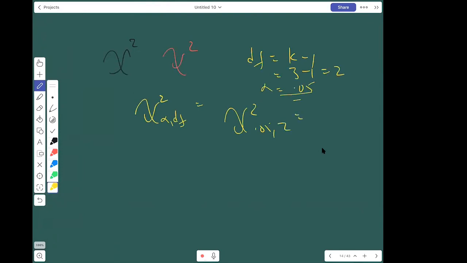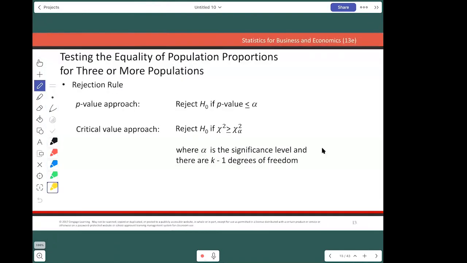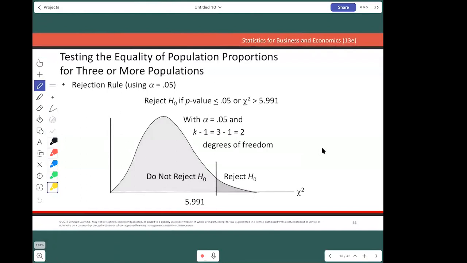So now we have to go and take a look at the chi-squared distribution. Let me see what they came up with over here. Here it is. So 5.991 is the critical value.